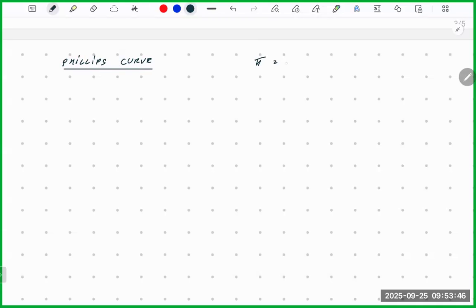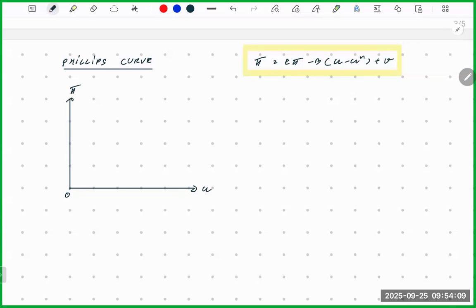Which is pi equal to expected pi minus beta times (u minus un) plus v. And I'm going to draw the graph here. On the horizontal is u, unemployment, on the vertical is pi, inflation, and the curve looks like this. This is the Phillips curve.